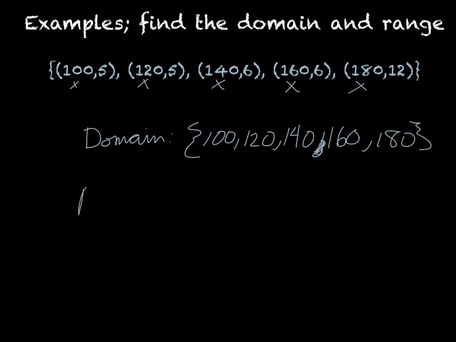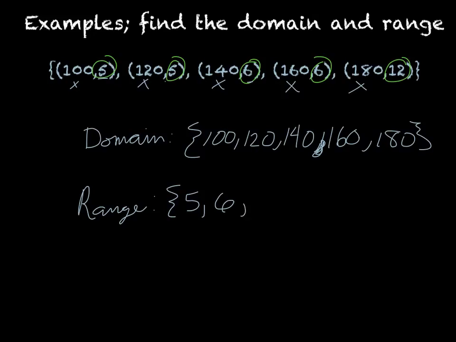Okay? And then our range is going to be all of our y values. So again, we're going to write it as a set. And we're going to make sure that we order them from smallest to biggest, and we only use every number once. So if it occurs twice, as you can see, 5 happens twice. The first two are both 5s. So we're only going to write it once. And then there are 2 6s as well, so we're only going to write it once, and 12. So our range is {5, 6, 12}.